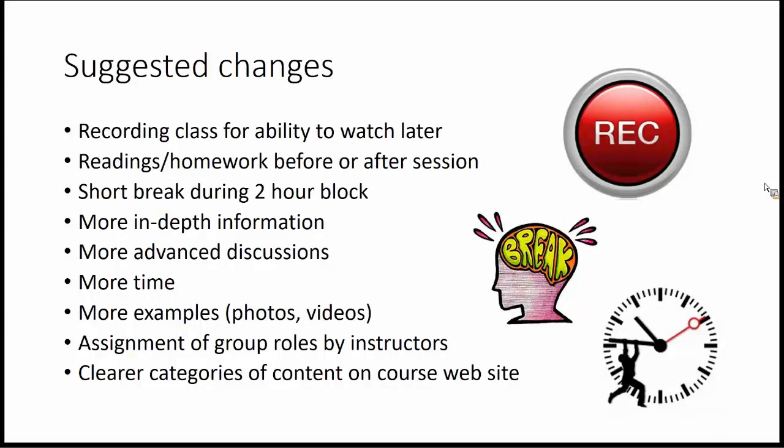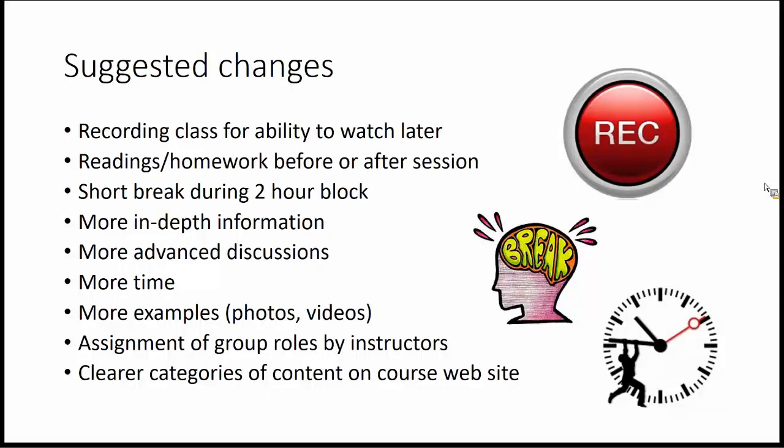We also had some people, we didn't require any readings or homework before or after. But there were some people who wanted more work, and we also had people who requested having a break. And there were some common themes of wanting more in-depth information, more advanced discussions, more time. And I think all of this really lent itself to the fact that this would make a good semester-long course, because there's only so much you can pack into 4 sessions.